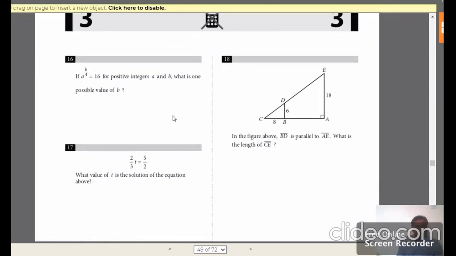a raised to b by 4 equals 16 for positive integers a and b. What is one possible value of b? You just have to think logically over here. What would give me b by 4? As per the given question, a raised to b by 4 equals 16, which means this entire thing has to be equal to 16. 16 factors, if I have to write, I can write 4 raised to 2 or 2 raised to 4.